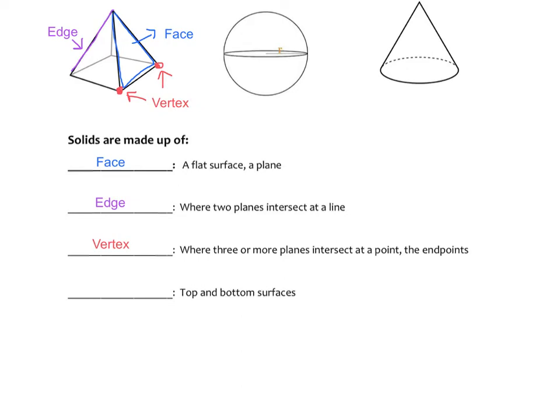Our last term is called a base or bases. The bases are the top and bottom surfaces. Again, let's refer back to our square pyramid. We only have a bottom surface. So in the square pyramid, there is only one base, just the bottom, and that's your base. Now after we discuss these terms, let's look at the differences between prisms and pyramids.